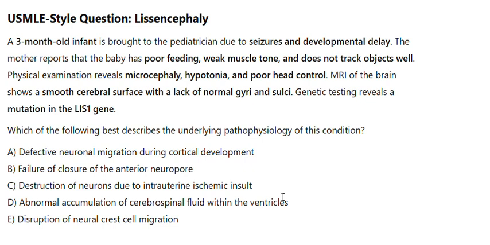MRI of the brain shows a smooth cerebral surface with a lack of normal gyri and sulci. Genetic testing reveals a mutation in the LIS1 gene. Which of the following best describes the underlying pathophysiology of this condition?